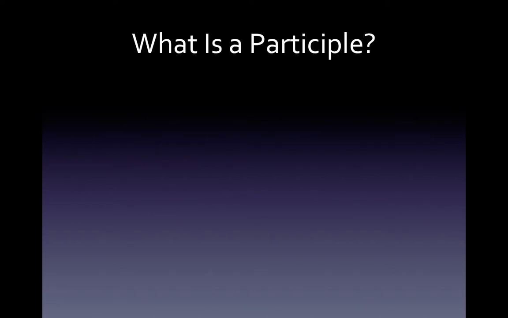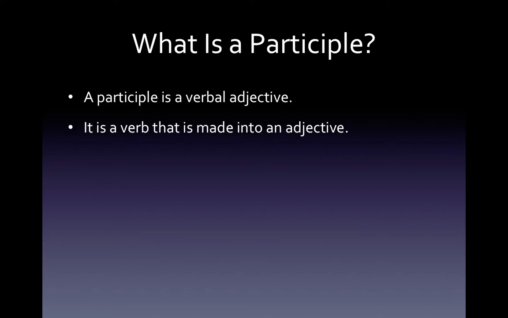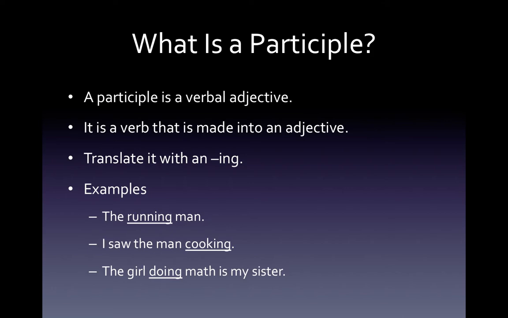So for starters, what in the world is a participle? A participle is a verbal adjective. It's a word that started out as a verb and was converted into an adjective. You're going to translate it with an -ing. For example, the running man, or the cooking man, or the girl doing math. So in the first example, running is describing man, cooking is describing man, doing is describing the girl.